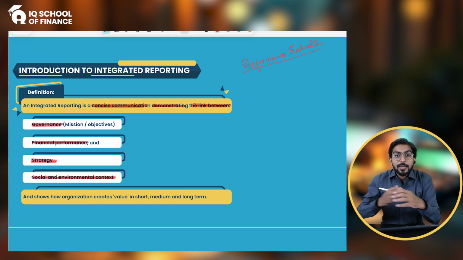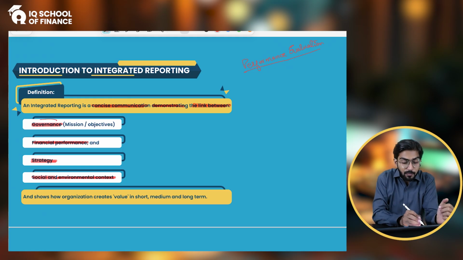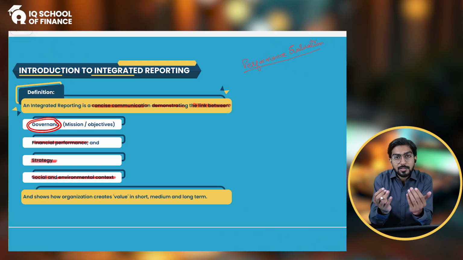Integrated reporting starts from the governance, because in any organization, the number one thing is your governance. What is the status of your governance? How well are the board of directors governing, and whether they are able to achieve the missions and the objectives of the company or not. Obviously, there can be some missions and objectives that are non-financial as well, and you need to consider them as well. All right.